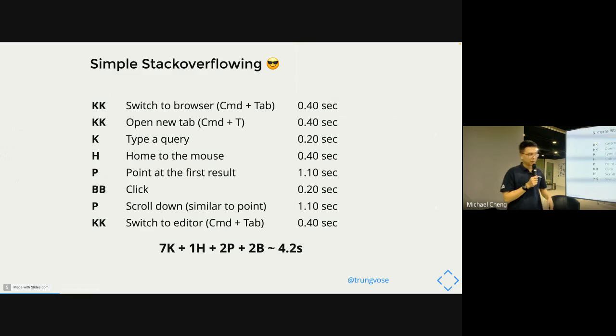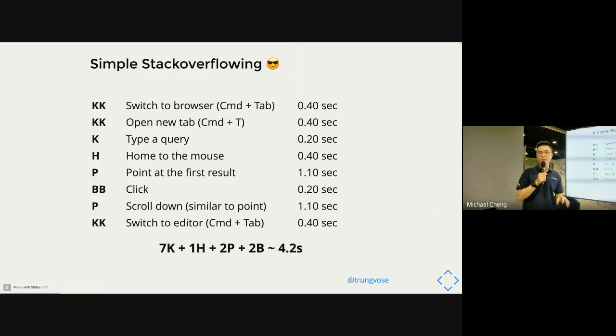So for example, if I do a simple Stack Overflow search, I open the browser. I do Command Tab to open the browser. Then I open a new tab, Command T. Then I type in the query. It doesn't matter how long the query is, we just consider it as one. Then I use the mouse. Right? That's what most people are going to do, at least what I did before. You take the mouse and start pointing around. Then you click, then you scroll down and then you click. All of that, you don't need to do the math. It takes about 4.2 seconds, roughly.